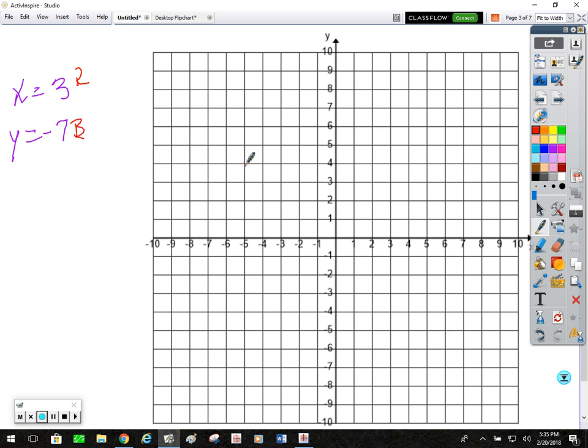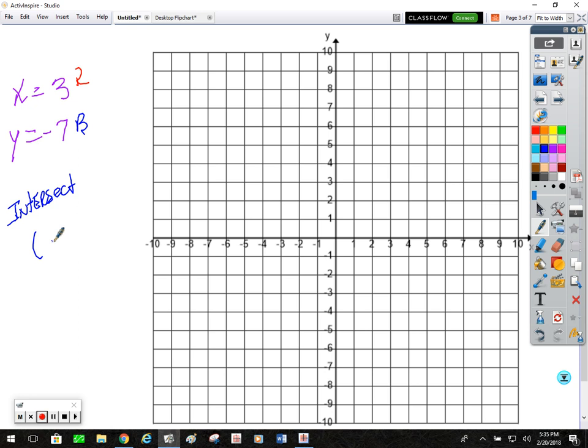Well, before I graph this, I want to make a little prediction. I'm looking here, I see a horizontal line and I see a vertical line. So I should have one solution, but I also know this is undefined and I know this is 0. So my lines should intersect somewhere. Now the good thing about this one is, before I even graph this, I know what my intersection is because it's telling me my x value and it's telling me my y value.